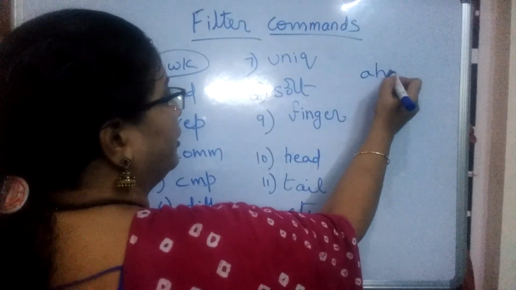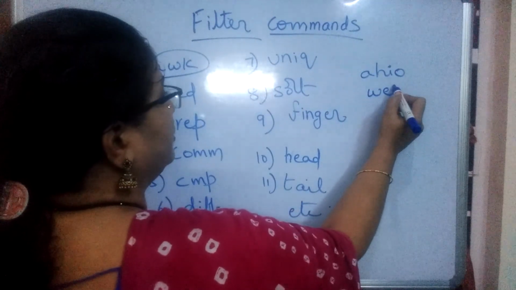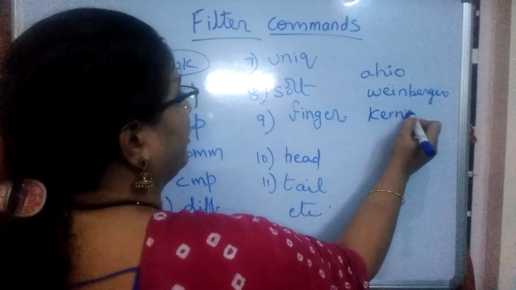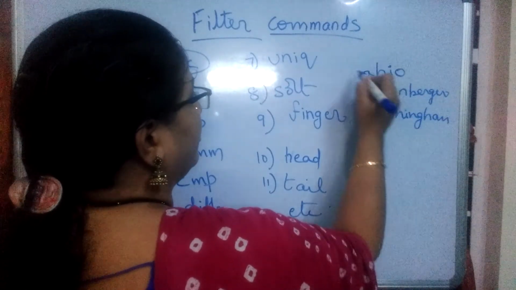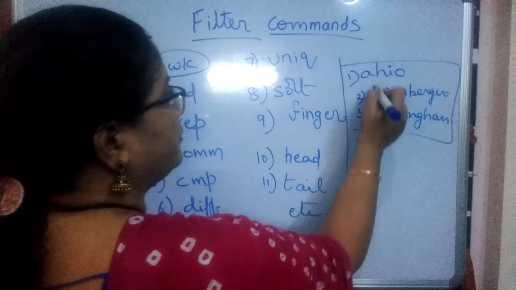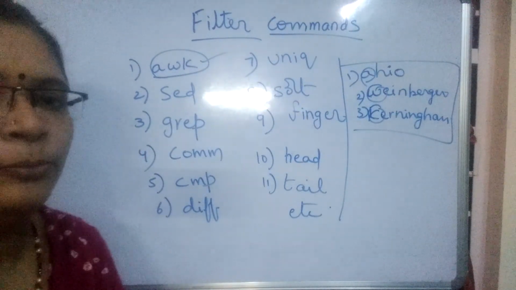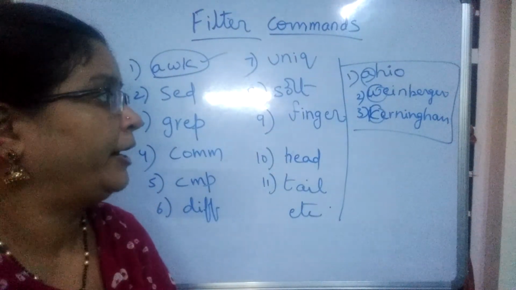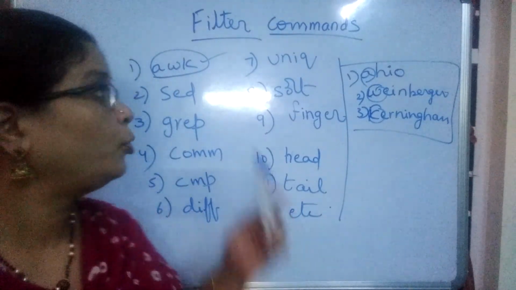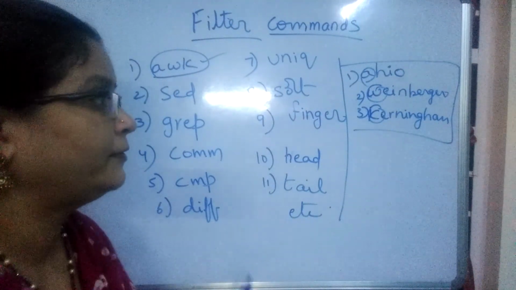AWK stands for the names of three scientists: Aho, Weinberger, and Kernighan. Based on these three scientists' names, the first letters are taken as AWK. That is the main motivation behind this AWK command. Aho, Weinberger, and Kernighan are the three scientists who invented this particular command for various operations of the Linux operating system.